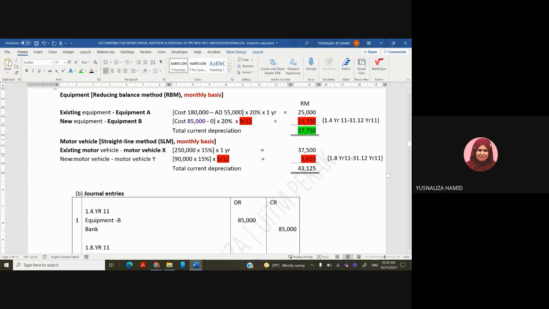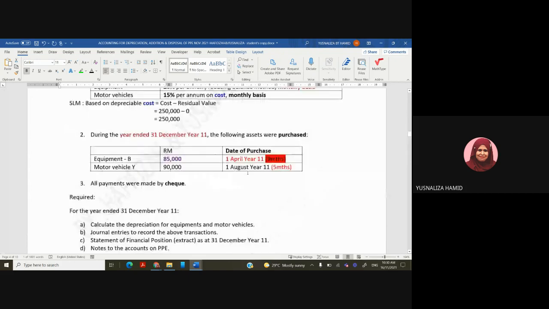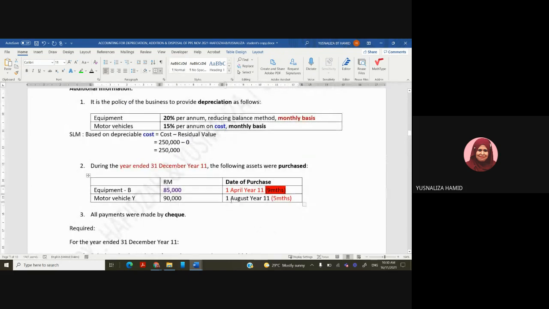And for the new motor vehicle, the one that you purchased in August. In August, right? You purchased from August up until 31st of December, that was 5 months.